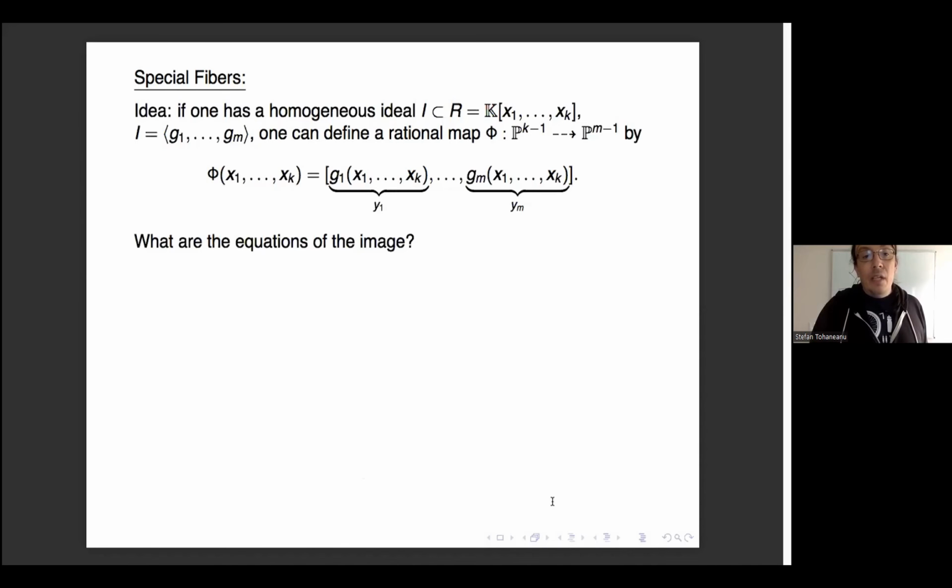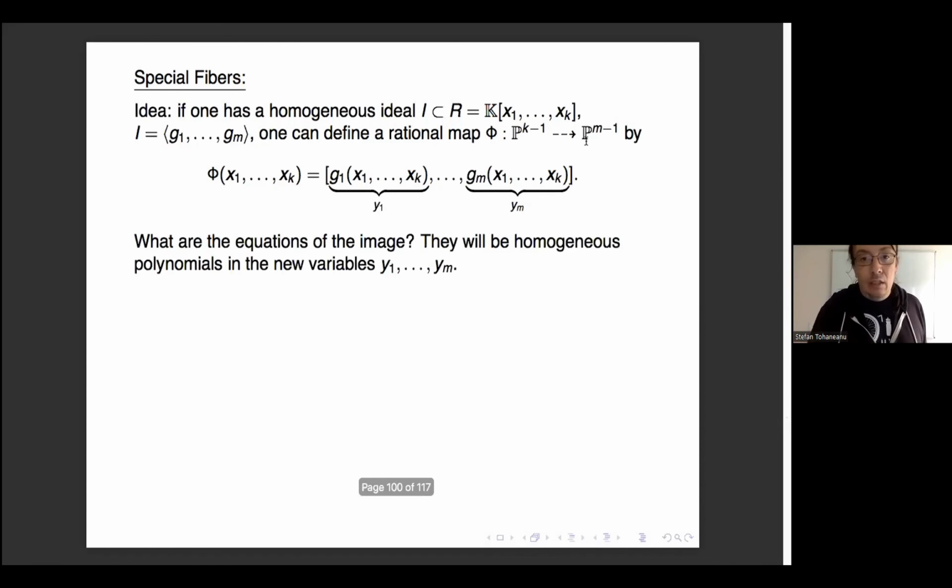So the question is, what are the equations? We can make a nice rational map, and what are the equations of the image? These will be homogeneous polynomials in the new variables y1, ..., ym that we choose for our codomain. Or in a more algebraic way, what are the pure relations between these generators, with only constant coefficients? That's what we are looking for.